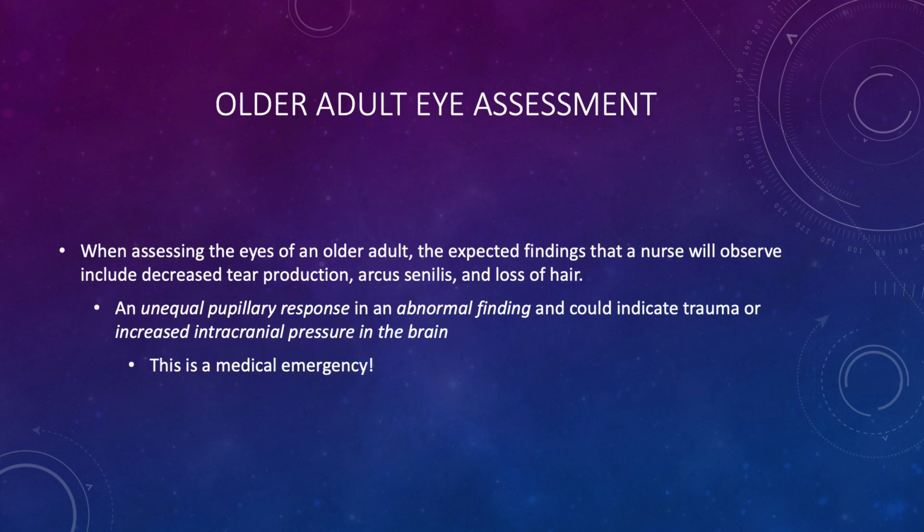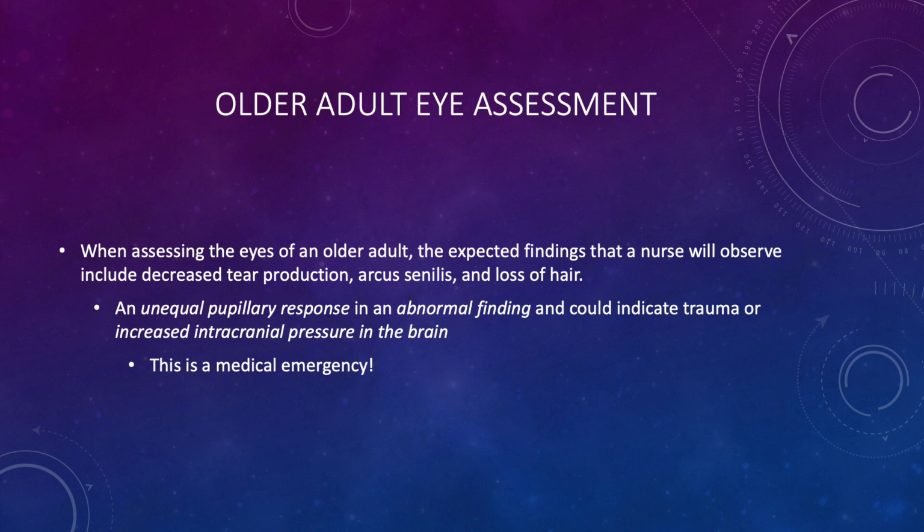So when we're dealing with the assessment of the eye in the older adult, we need to understand that there are some expected findings that are pretty normal. So we're going to see decreased tear production, right? We're going to see arcus senilis, and we're going to see loss of hair. Most importantly, an unequal pupillary response, if you guys recall this in class, is the big deal we need to worry about because it is an abnormal finding. A lot of things can go on with this. Specifically, it's some type of trauma within the brain.